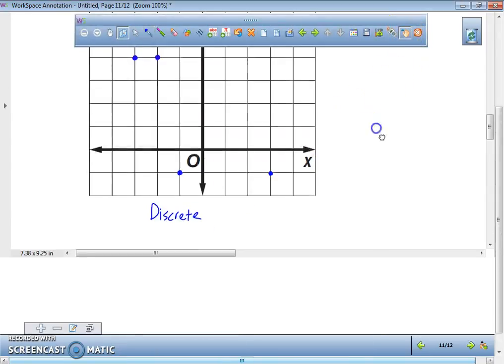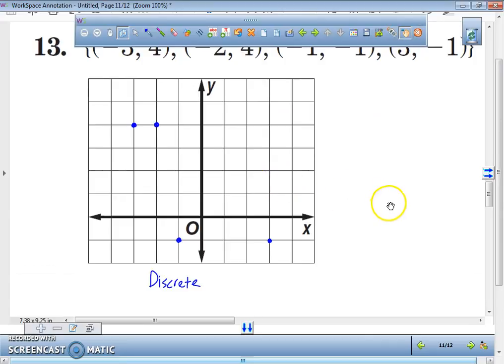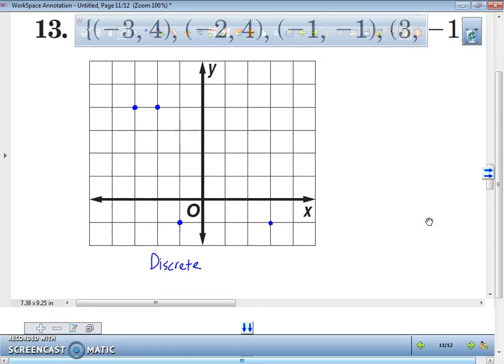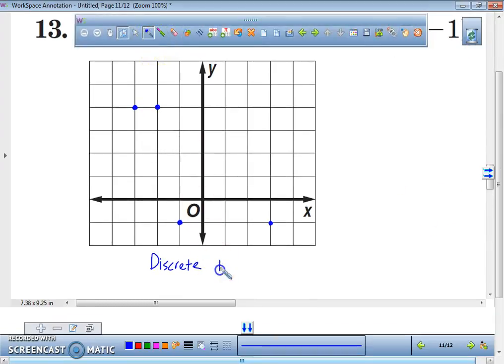Now, discrete what? Is this a discrete relation or a discrete function? Now, remember, for a function, each x can only have one y value. Remember how we talked about the vertical line test? Would this technically pass the vertical line test? If you took a line, it would, right? Yes. Okay? So being that it passes the vertical line test, this is what's known as a discrete function. That's one of your answers that I'm looking for.